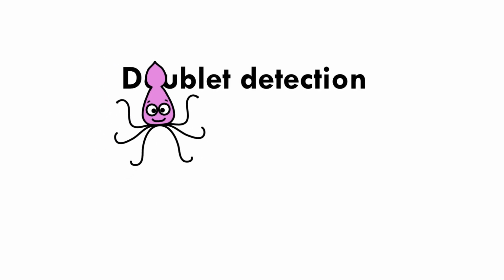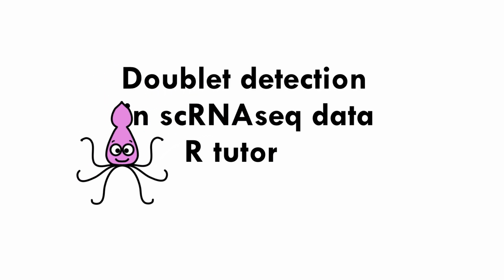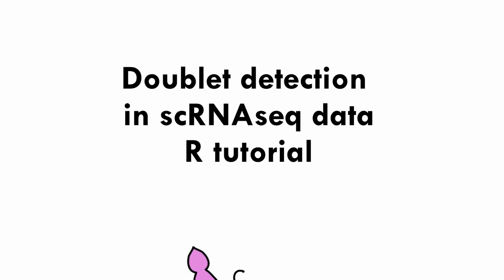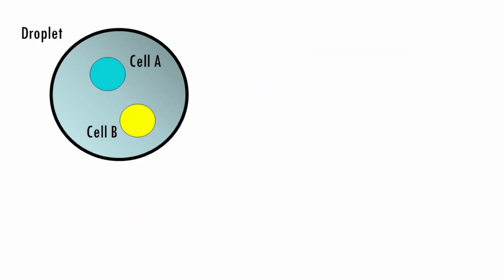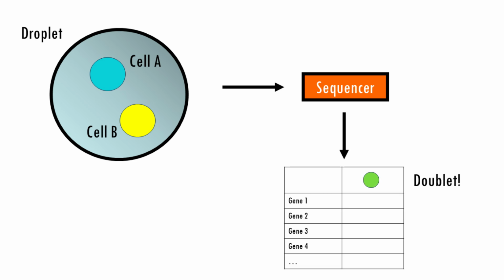And welcome to BioStatSquid. In this tutorial, we will learn how to detect and remove doublets from a Seurat object in R using doublet detection tools for single-cell RNA-seq data. If you haven't yet, check out my previous video on doublet detection using scDoubletFinder, where I go over a short intro on doublets, the dataset I'm using, and finally we run scDoubletFinder to identify doublets.